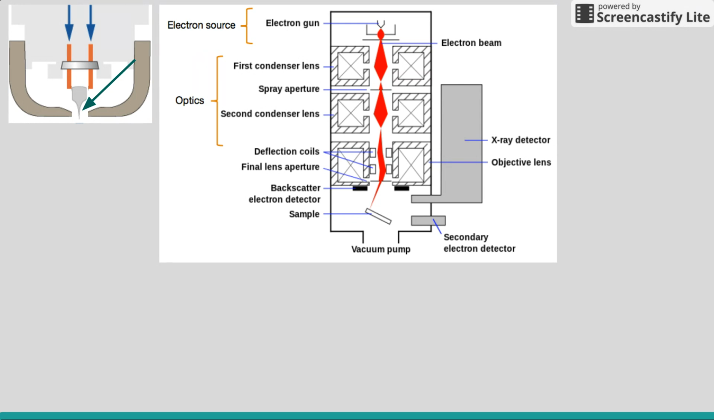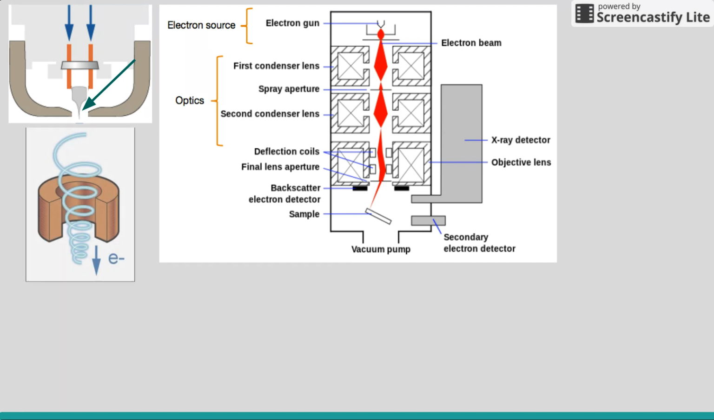The electrons are then accelerated down the column towards the sample. The acceleration voltage depends on the potential difference between the cathode and the anode. Before reaching the sample, the electron beam travels through a series of electromagnetic lenses. These lenses assist in reducing the beam size, focusing the beam, and demagnifying the cross-section of the beam.